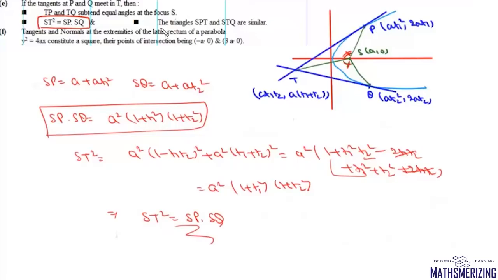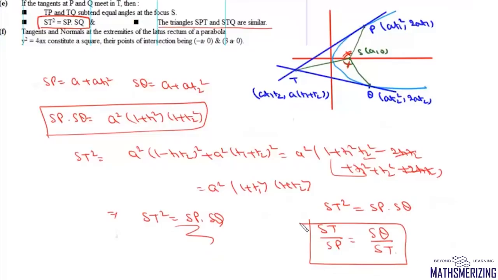Now the third result is that triangles SPT and STQ are similar. From here we can write ST² equals SP into SQ. So we can write ST upon SP is equal to SQ upon ST, which is the condition of similar triangles. So if the ratio of sides is the same, then the triangles are similar.